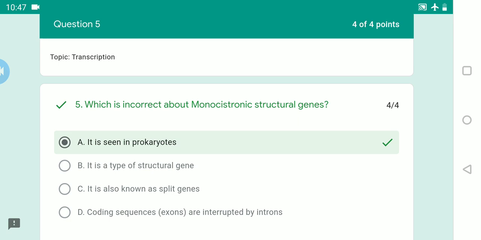It is a type of structural gene. Yes, it's correct. It is also known as split genes. Yes, it's correct. And the coding sequences are interrupted by introns. Yes, it's correct. Which is incorrect? The first option A is incorrect about monocistronic structural genes. So this is exactly the logic distractor of the topic, which is nothing but transcription in prokaryotes as well as in eukaryotes.